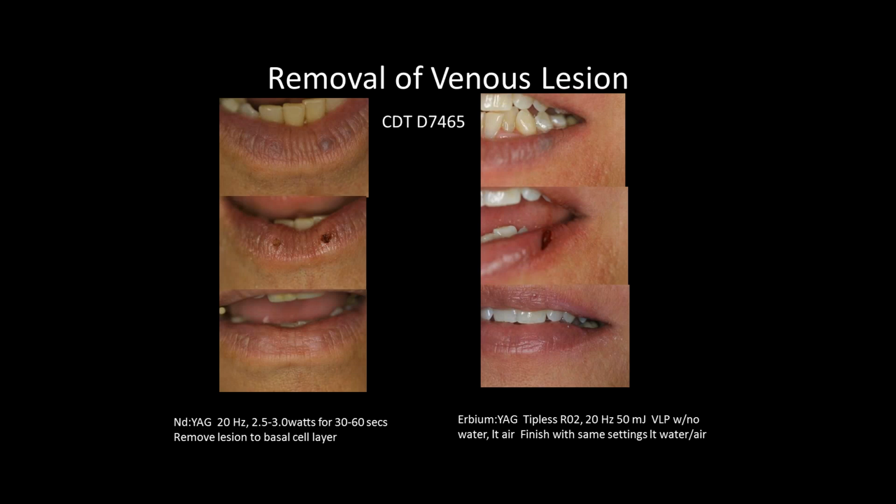I'm going to show you a venous varix hemangioma removal. We see a lot of these, patients come in and have these on their lips. Usually women have them coated with about 3 or 4 layers of lipstick because they know they're there and they don't like the look of them, so they're trying to hide them.